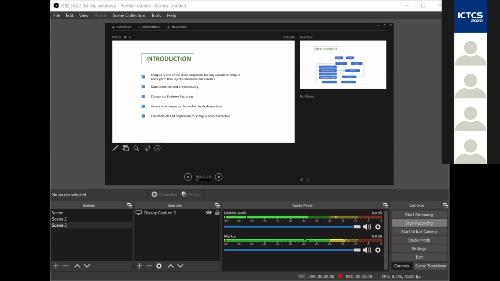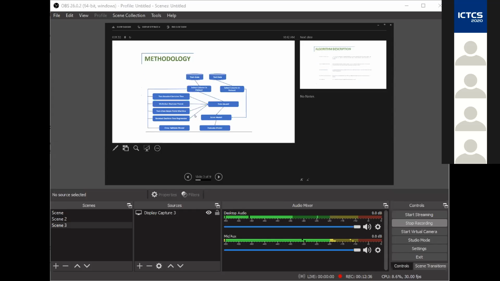And we have used lots of techniques to detect dengue fever. Like we have used decision tree, and a few classification and regression algorithms. And lastly, I will talk about the classification and regression.